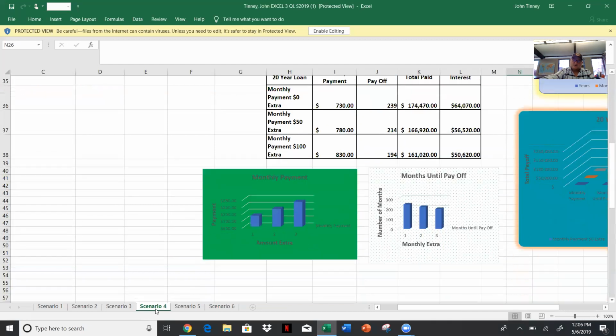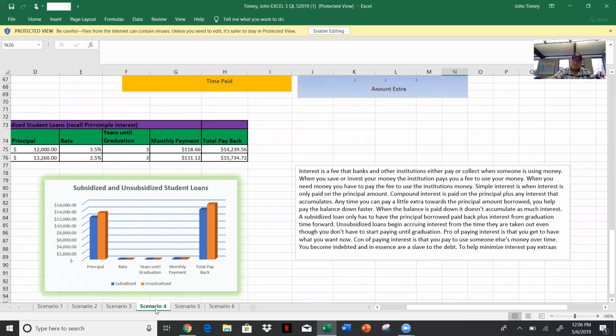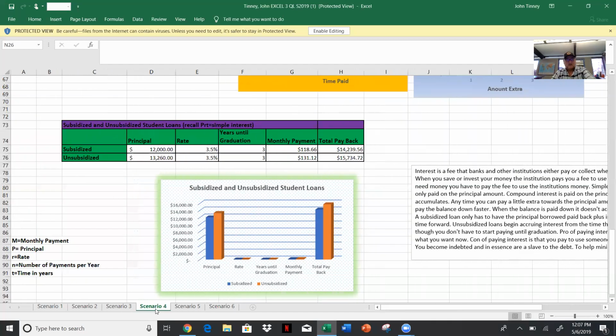I pay extra on my cars and everything I've ever bought. I've always paid more than the monthly payment, because it just helps chisel that down quickly. It's talking about subsidized and unsubsidized loans for us in college and everything else. I've been fortunate the city of Hot Springs pays my tuition. I have to pay for my books, but if I had to borrow money, it'd be nice to have a subsidized type loan where I wouldn't have to pay interest the whole time. And this is kind of broken down for us how that works.